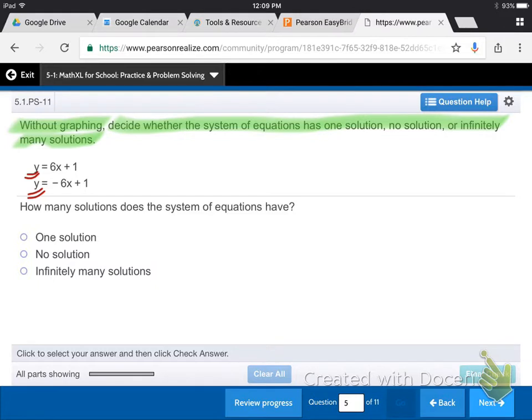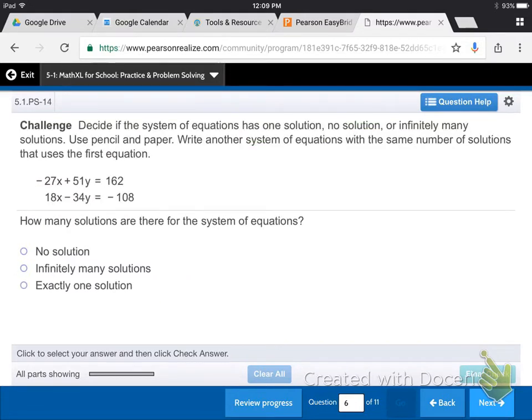So we start by comparing the slopes, and that's right here. -6 and +6. Are they different? Yes. That means the lines are eventually going to cross somewhere, which means very simply that there is going to be one solution. Done.